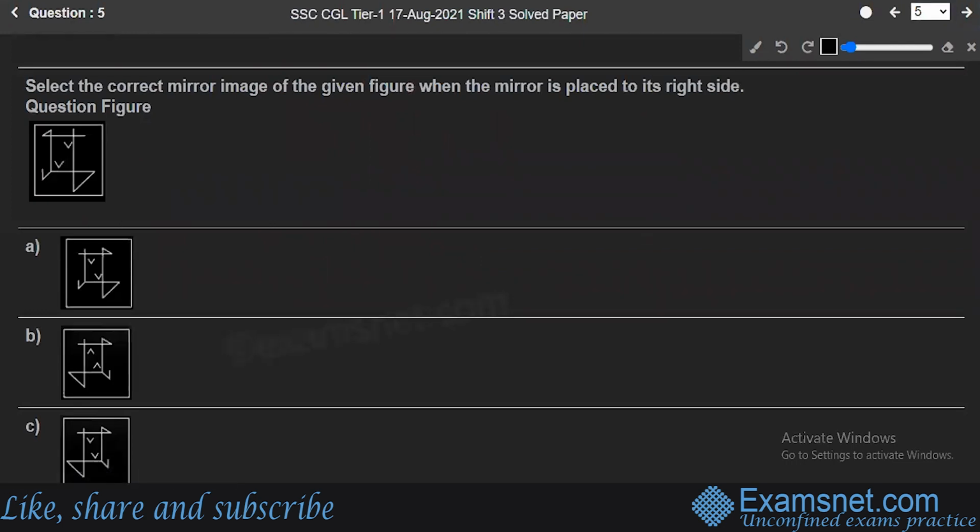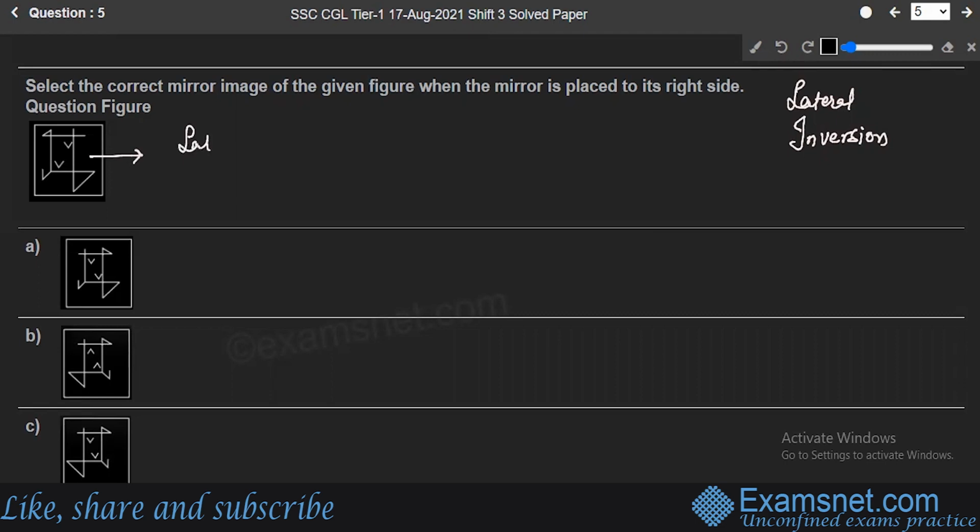So here you are given a figure. You have to select the correct mirror image of it. See, you are definitely going to have one or two questions on the mirror image in your paper, so pay attention towards this question. A mirror is always going to give you a lateral inversion of your object. This is the object, lateral inversion. The image will be laterally inverted.